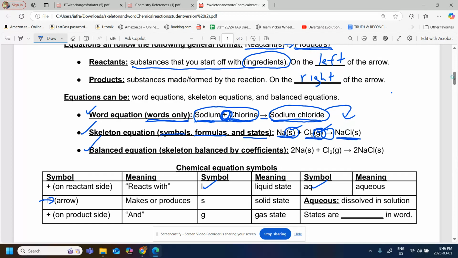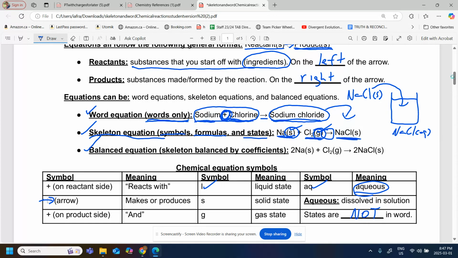So for example, if I had a beaker of water here, and I had some solid salt, solid sodium chloride, and I put it in water and stirred and dissolved, it would then become NaCl(aq), aqueous. Aqueous means watery, so a watery solution. It's dissolved in water. Okay, so that's aq. You never put states in the word equation though, so don't put states in the word equation. You just put them in the skeleton equations.